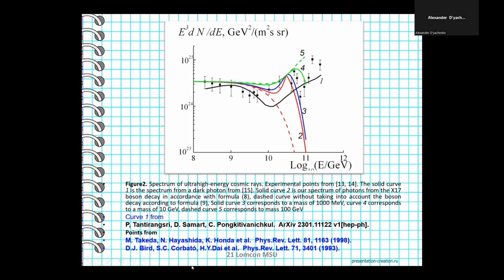Experimental points are from this work, and solid curve 1 is from this work for the dark photon. Solid curve 2 is our spectrum of photons from the X17 boson, in contrast with formula 8, the curve without taking into account the X17 boson. The solid curve 3 corresponds to mass 1 GeV. Curve 4 corresponds to mass 10 GeV. Dashed curve 5 corresponds to another mass.